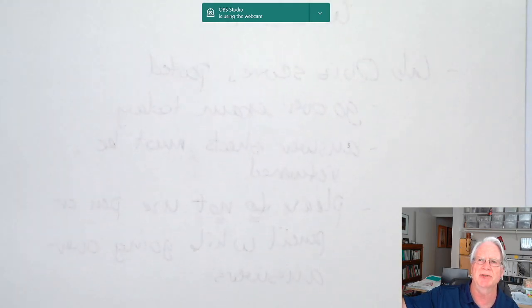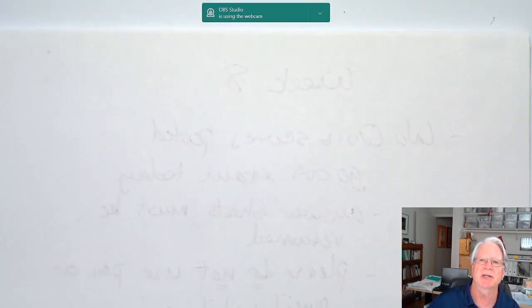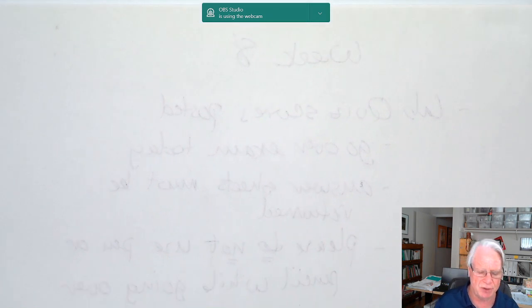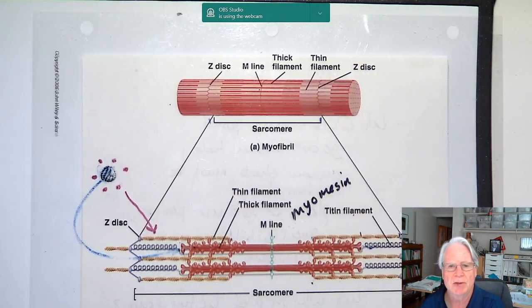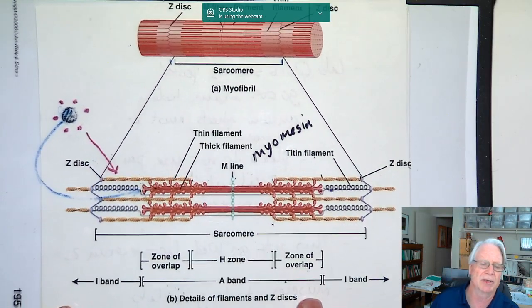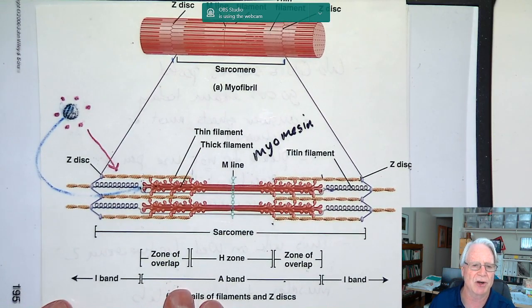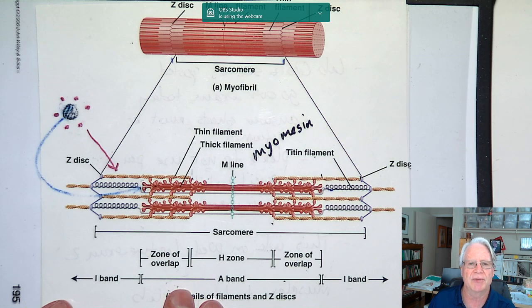Chapter 10, Muscle Tissue. What we're going to cover today is the actual mechanism by which a contraction takes place. And just to review so we can become familiar with where we're going, let's take a look at what we talked about in the last lecture, which was the sarcomere.